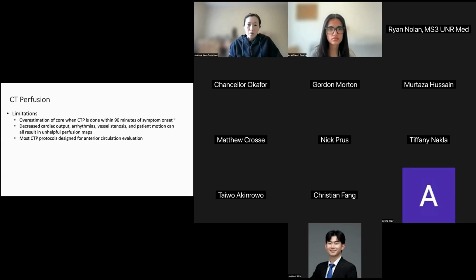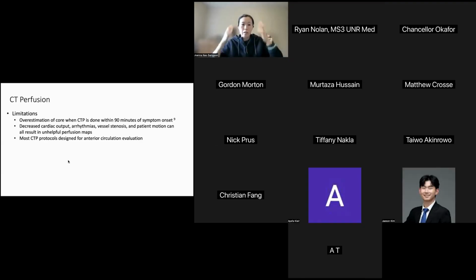CT perfusion is not a perfect scan. There are limitations. When you do a perfusion scan in somebody presenting within 90 minutes of symptom onset, it can overestimate the amount of core, the amount of infarcted tissue. Also, because a perfusion scan is estimating how much blood flow is going to the brain tissue, anything that can decrease blood flowing from the heart to the brain, like arrhythmias or any vessel stenosis along the way, can result in very unhelpful perfusion maps.